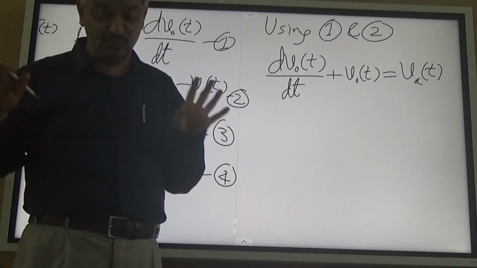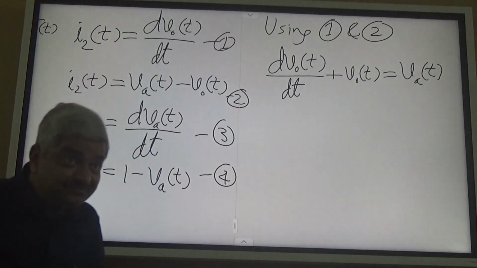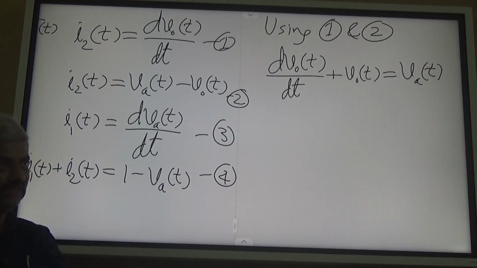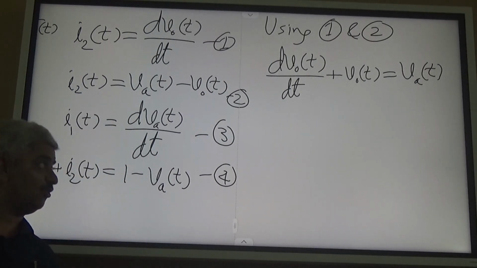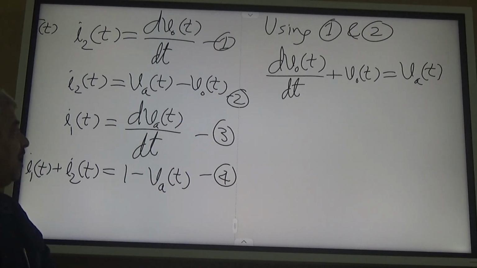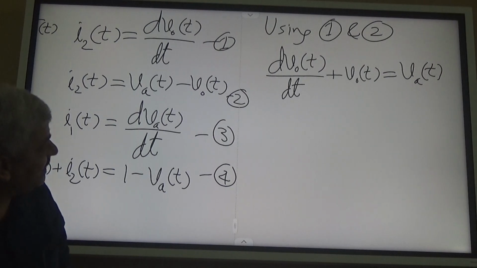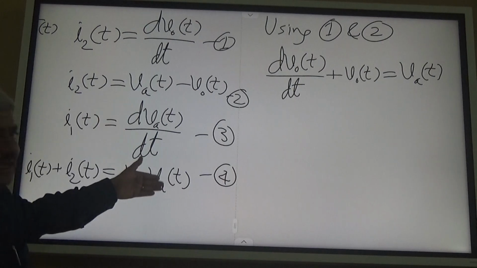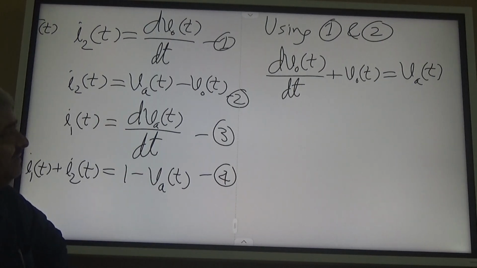But what is my target? I should get the equation in terms of VOT, its differentials and constant. So VAT I should get rid of. How can I get rid of VAT? For that I should use VAT, which is here and here. So how can I eliminate that now? Which equation? Why should I differentiate right now?